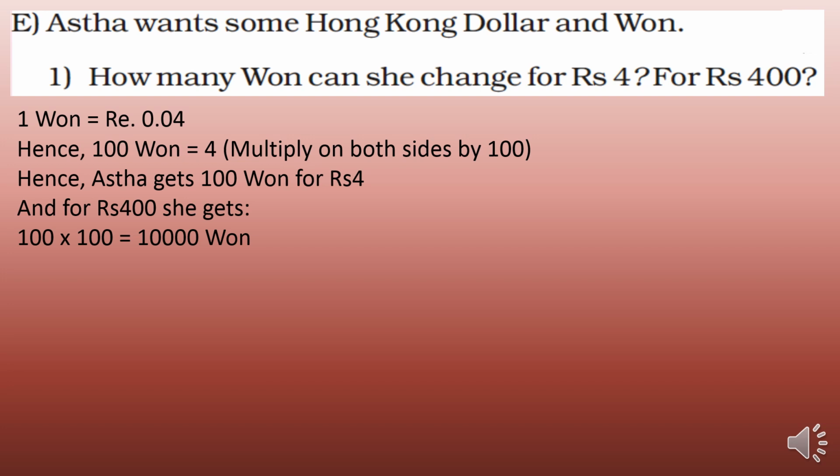And for rupees 400, we can multiply it further again with 100. So for rupees 400 she will get 100 into 100, that is equal to 10,000 won.